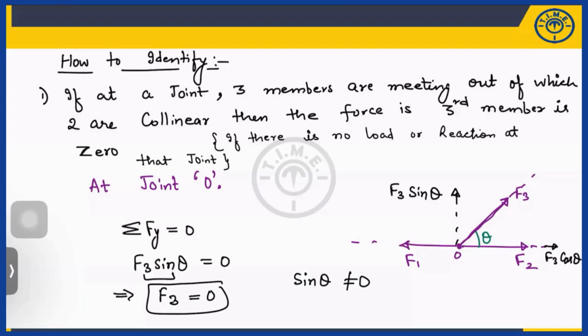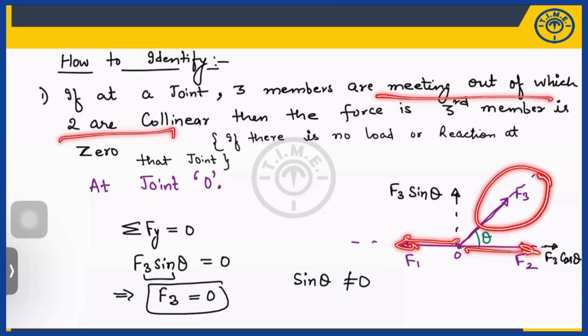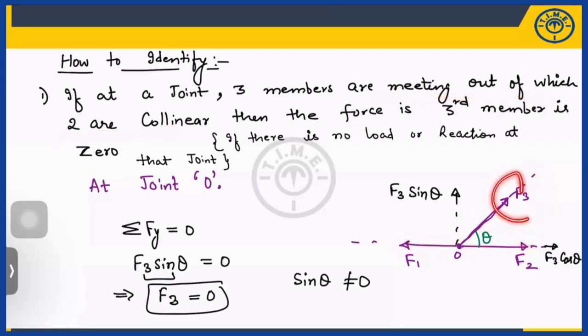First you read the statement what I have written. You have to identify how many zero force members are there. So I have given you the three special conditions that will help you for solving the problem. What is mentioned? If at a joint, three members are meeting out of which two are collinear, then the force in the third member will be 0. That is the first condition. And how it is coming 0, I have discussed already. Just resolve the forces in the y and x direction.